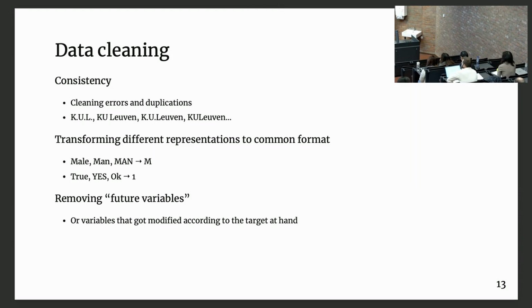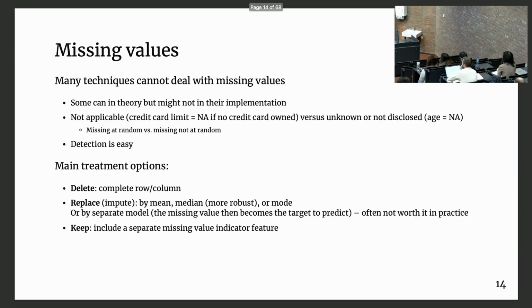Next step, also easy enough, is cleaning. Typically you check for consistency, making sure that your categoricals are coded in the same way, or that different representations are brought to the same common format. Again, you do that check that you do not have future features or future variables in there, or variables that got modified according to the target at hand.